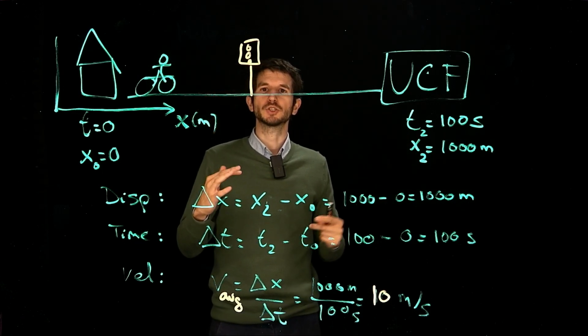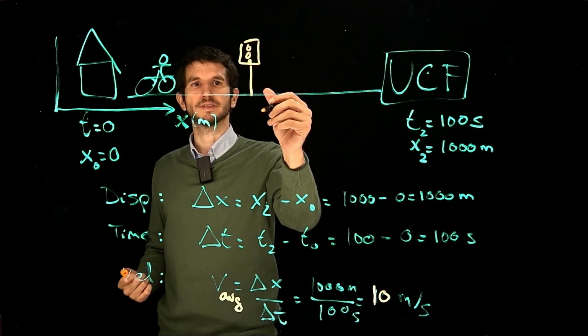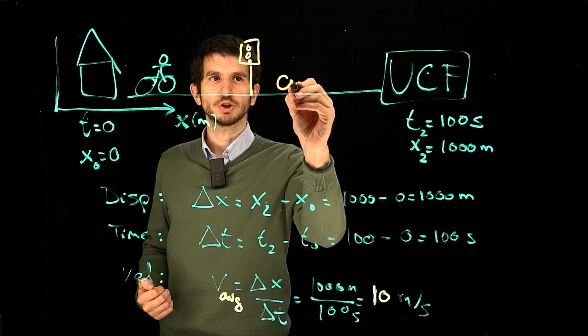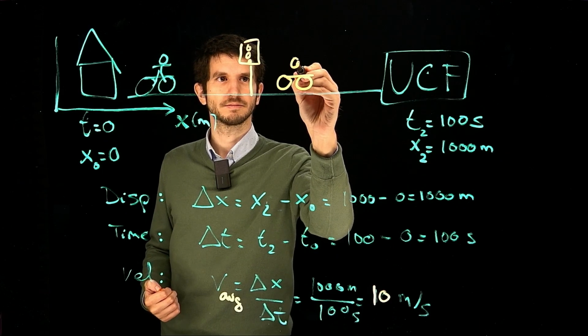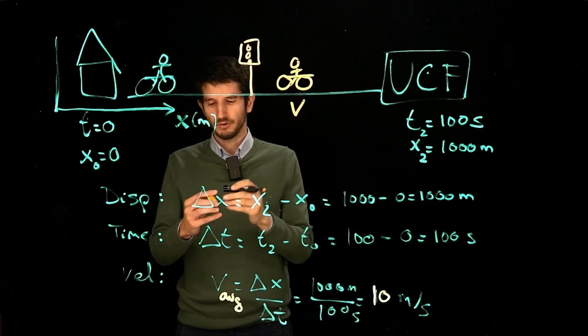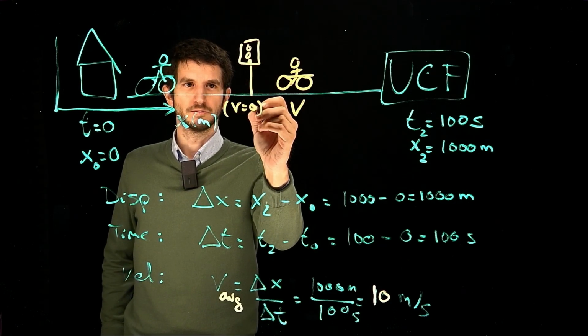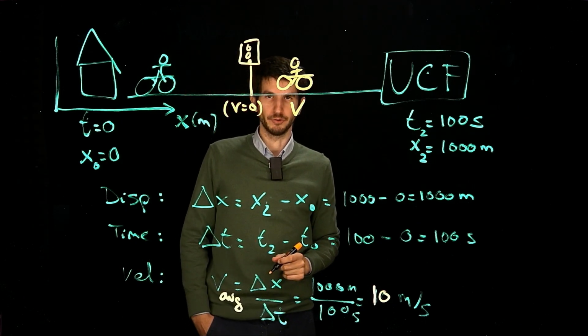Average velocity is just a description of the entire motion. Instead of that, we're also going to find that at every instant in time we can define what the velocity is, the instantaneous velocity that we just described as v. Now v in this instant, whatever that is, is going to be 0 when the traffic light is red.